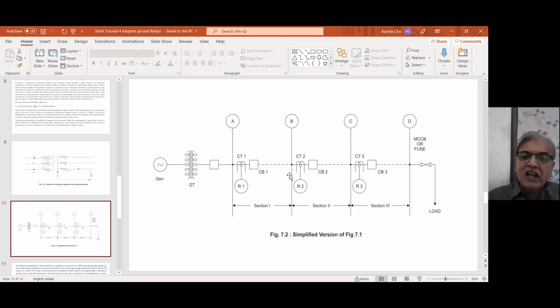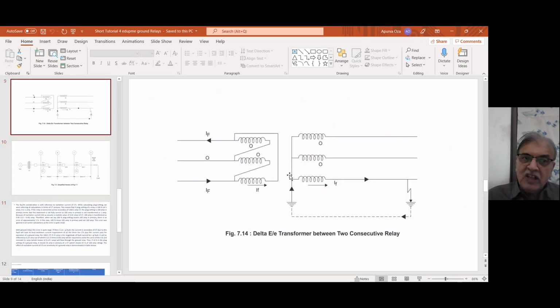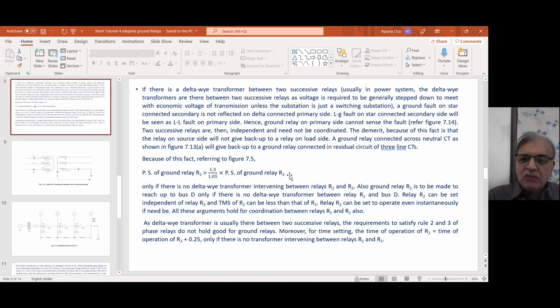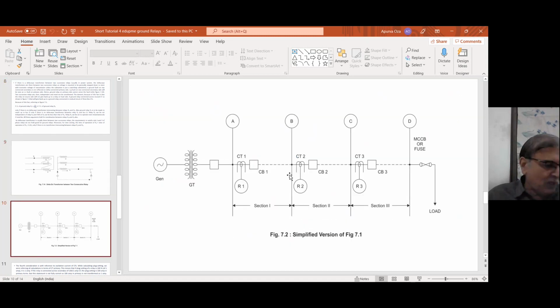So that 250 millisecond of discrimination margin comes into picture only if R2 and R3 are to be coordinated. When they are not required to be coordinated, there is no time discrimination margin between R2 and R3. TMS of R3 and R2 are independent. R2 can operate even faster than R3. If you want, R2 can operate even instantaneously. So the conditions for setting of the ground over current relays are quite different. They are altogether different. That one has to keep in mind, right? Ground relays philosophy, as I was telling, is quite different.